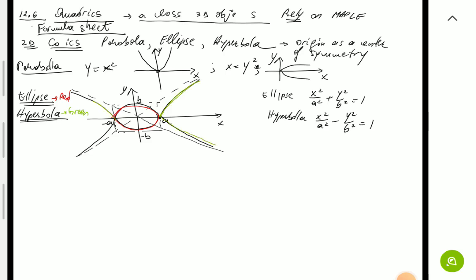I mentioned this because the quadrics we're going to talk about are named according to whether intersections between them and horizontal or vertical planes are either parabolas, ellipses, or hyperbolas.